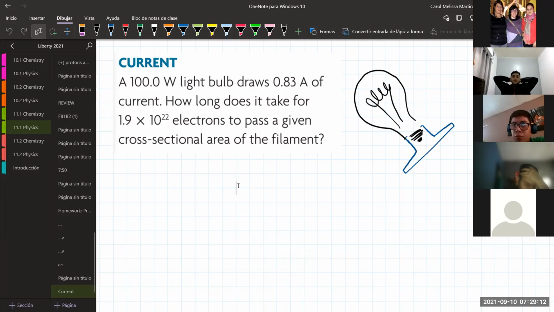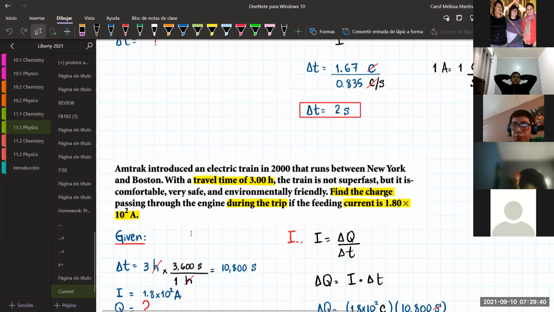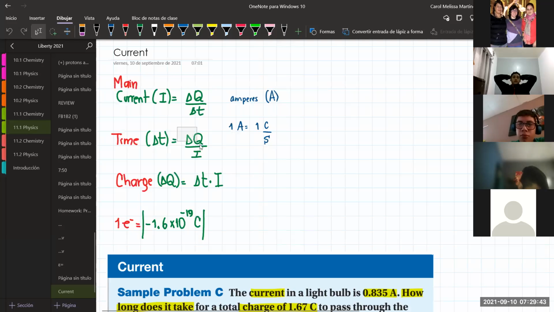Okay, so in the end, what do I have? Amperes, I have electrons, and they're asking me how long does it take? I'm talking about time. Now, this information from here, the power of the light bulb, doesn't help me at all for this problem. Because what do I need to get the time? For time, I need charge and current. I have the current. I don't have the charge. But I do have the number of electrons.